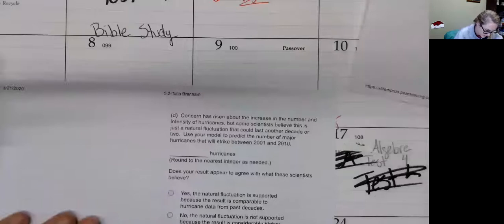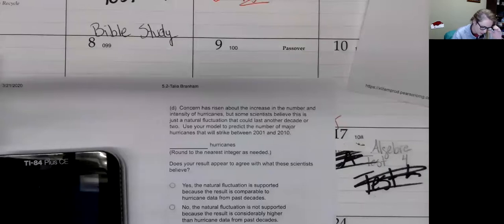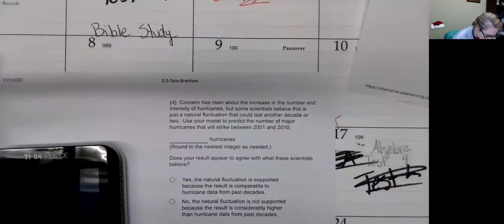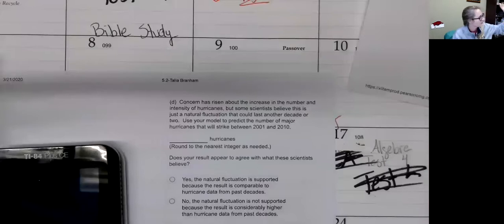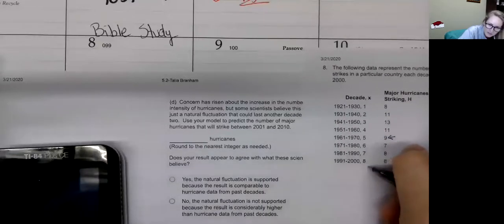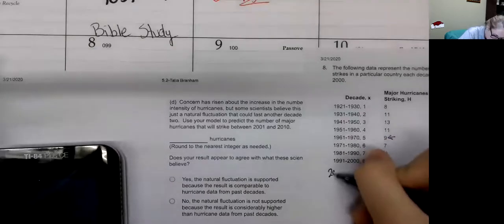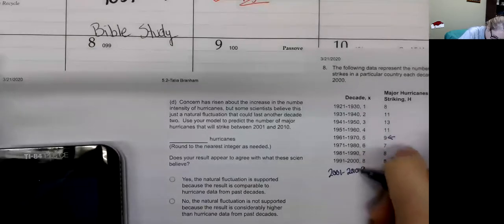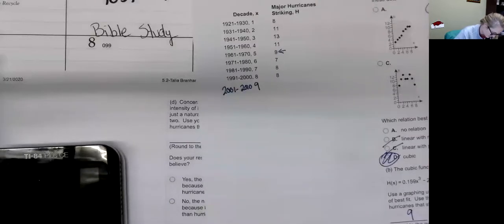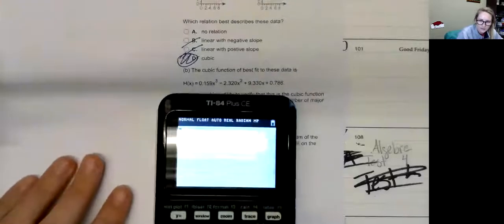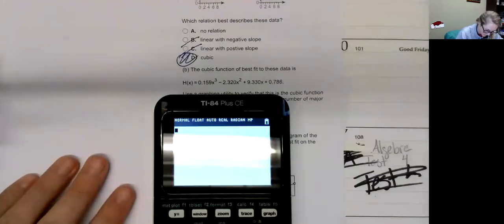Concern has risen about the increase in the number and intensity of hurricanes, but some scientists believe this is just a natural fluctuation that could last another decade or two. Use the model to predict the number of major hurricanes that will strike between 2001 and 2010. So that would be decade 9 using this. We're going to take the equation they gave us and plug 9 into it to find the answer. So instead of X, we're putting 9 inside.